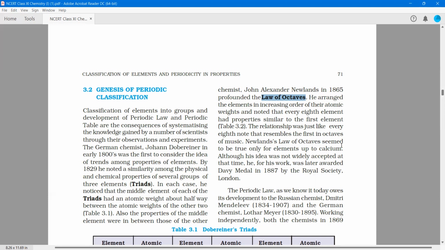Newlands' law of octaves seemed to be true only for elements up to calcium. Although his idea was not widely accepted at that time, he for his work was later awarded the Davy Medal in 1887 by the Royal Society in London.